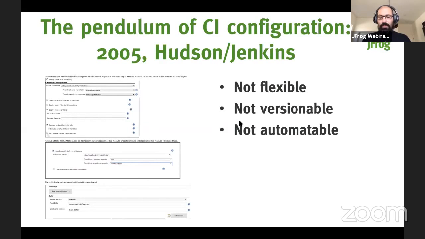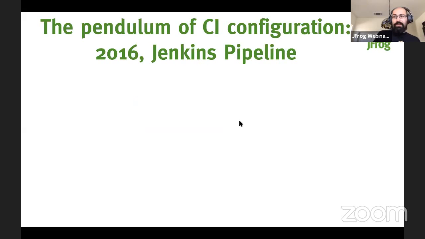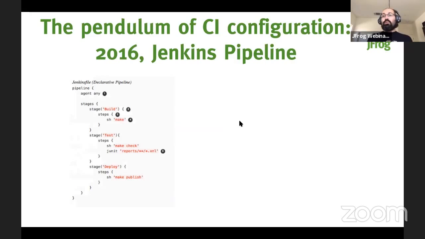So those three problems were significant enough to consider Jenkins not DevOps ready, because those three features, and especially versionable, everything should be code, and automatable, everything should be automated, are the essence of DevOps tooling, and without them, Jenkins couldn't stand the competition of other DevOps-enabled tools. So the pendulum went all the way back to code in 2016 with the release of Jenkins 2 with the Pipeline plugin, in which we are back to our CI configuration as code.